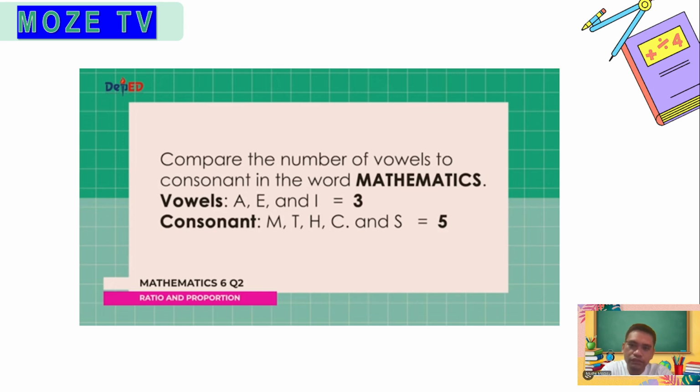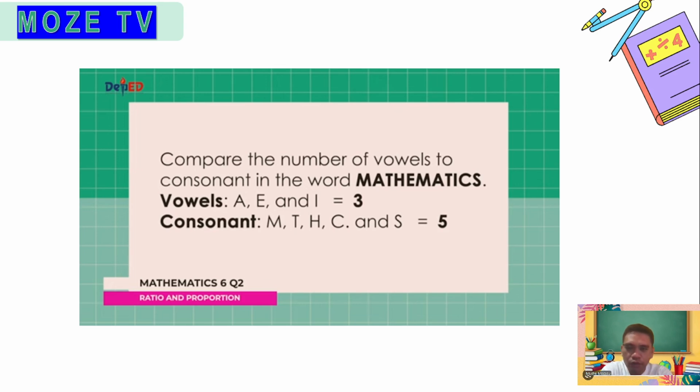Let's look at this example. We are going to compare the number of vowels to consonants in the word mathematics. Look at the word mathematics. How many consonants, how many vowels? If you count the vowels, we have letter A, letter E, and letter I. Therefore, three vowels. How many consonants? M, T, H, C, and S. So 5 consonants in the word mathematics.